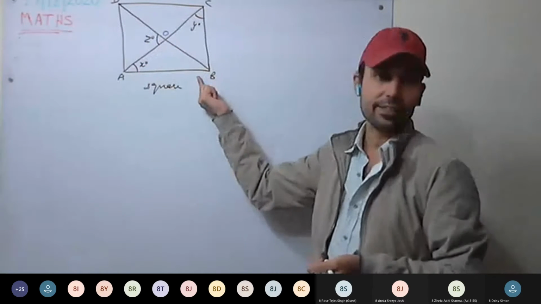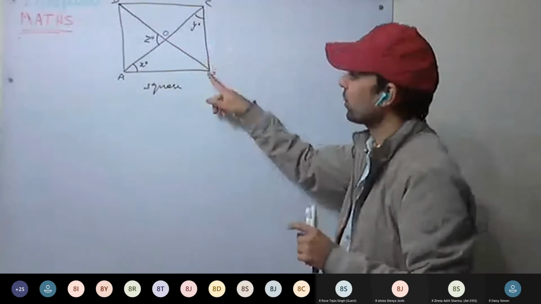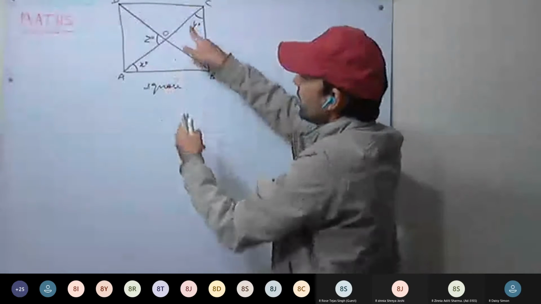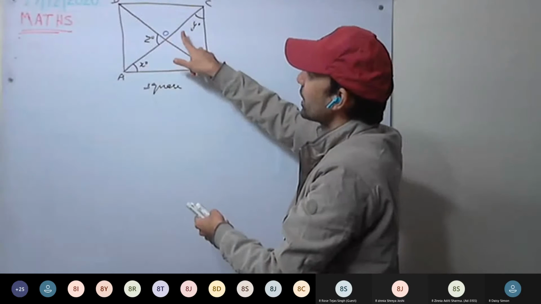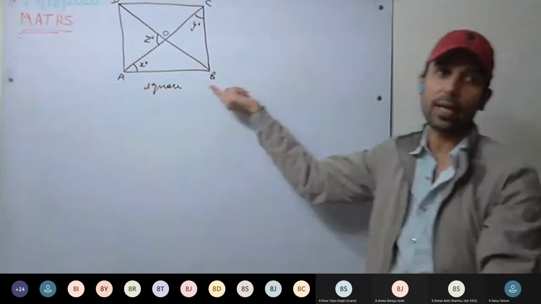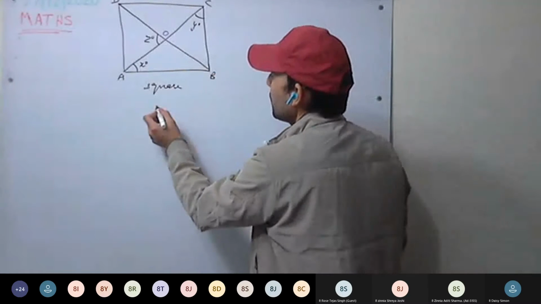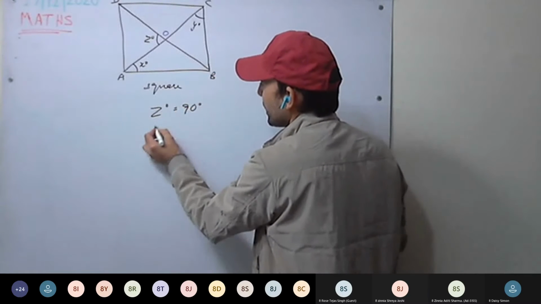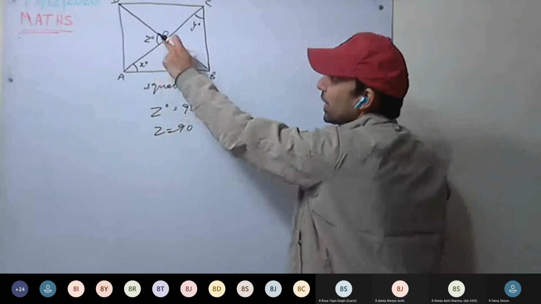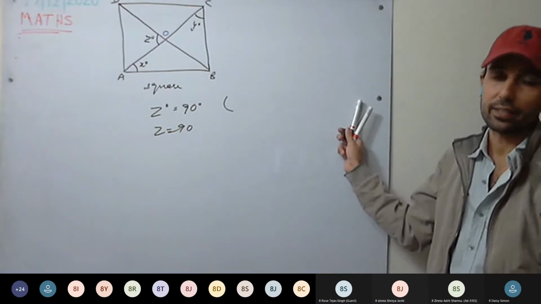AC and BD are diagonals, and the diagonals meet at right angles. See, a property of a square: diagonals meet at 90 degrees. They bisect each other. They as well bisect the angles in a square and rhombus. So z degree equals how much? 90 degrees. Z equals 90. Reason: diagonals in a square meet at right angles.